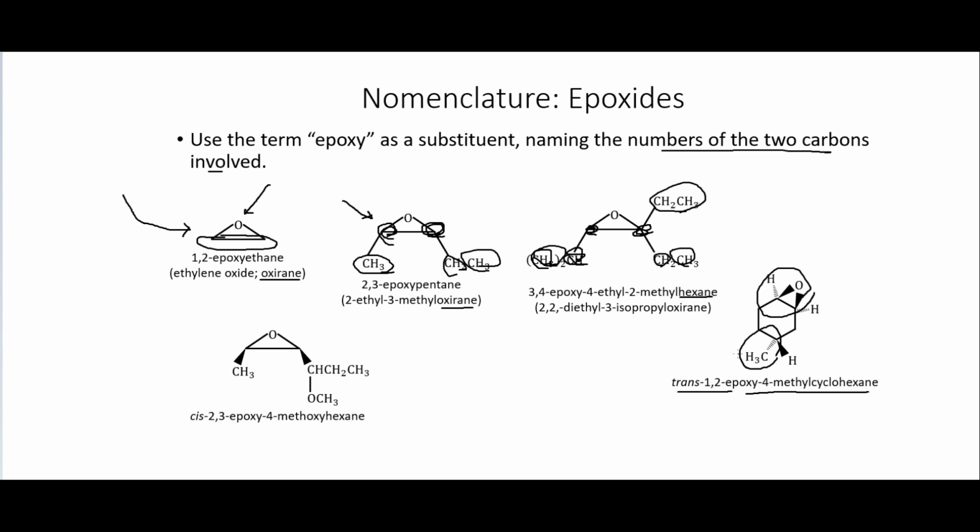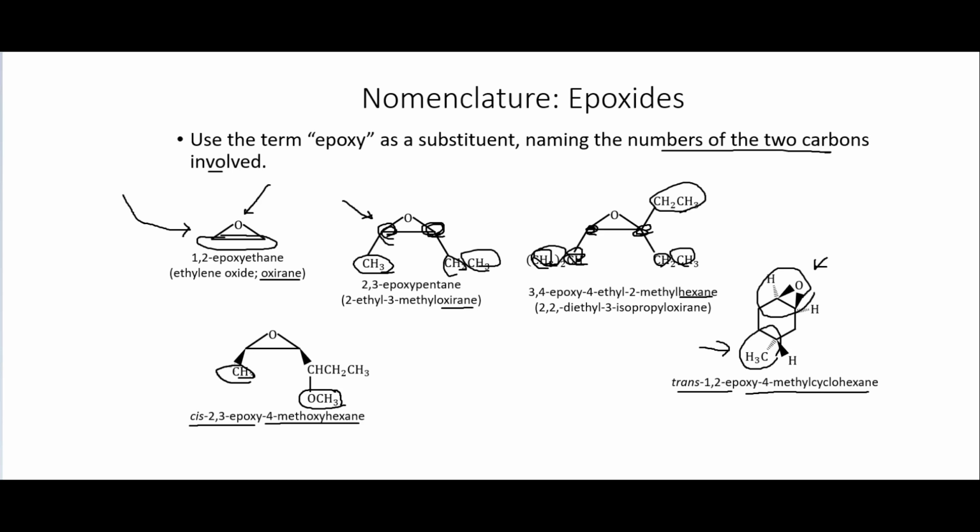So it's the 1,2-epoxy, which is our epoxide here, then the 4-methyl, which are trans to each other. So trans 1,2-epoxy 4-methylcyclohexane. Then over here we have cis 2,3-epoxy 4-methoxy hexane. So this is our methoxy group right here.